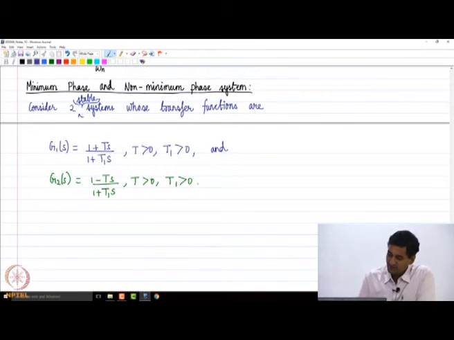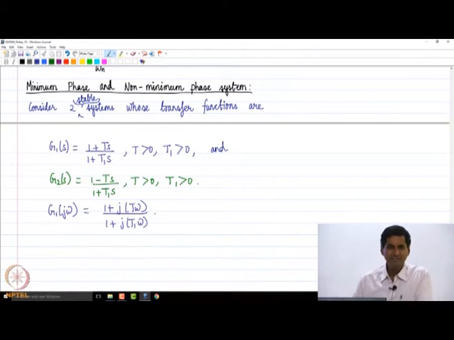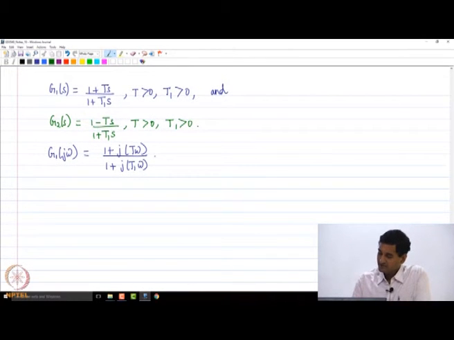What is the magnitude of the sinusoidal transfer function? But before we calculate the magnitude, let's write G1 of j omega, which is equal to 1 plus j T omega divided by 1 plus j T1 omega. I'm just substituting s equals j omega, that's about it. Similarly, G2 of j omega is 1 minus j T omega divided by 1 plus j T1 omega.